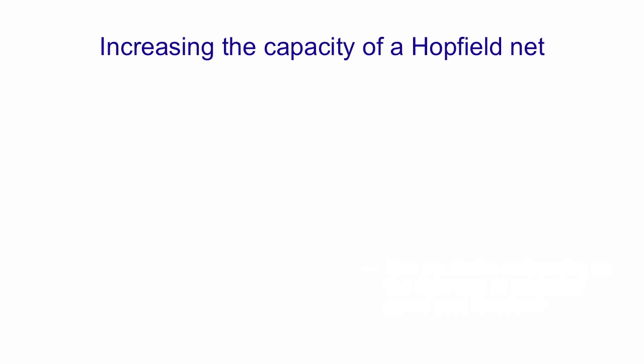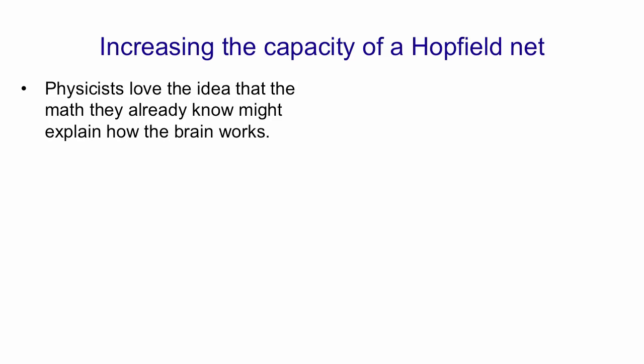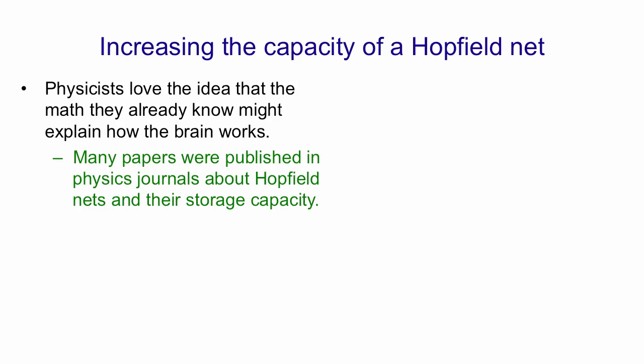Before we get to that, I want to talk a little bit about ways that physicists discovered for increasing the capacity of a Hopfield net. As I said, this was a big obsession with the field. I think it's because physicists really love the idea that math they already know might explain how the brain works. That means postdoctoral fellows in physics who can't get a job in physics might be able to get a job in neuroscience. So there were a very large number of papers published in physics journals about Hopfield nets and their storage capacity.